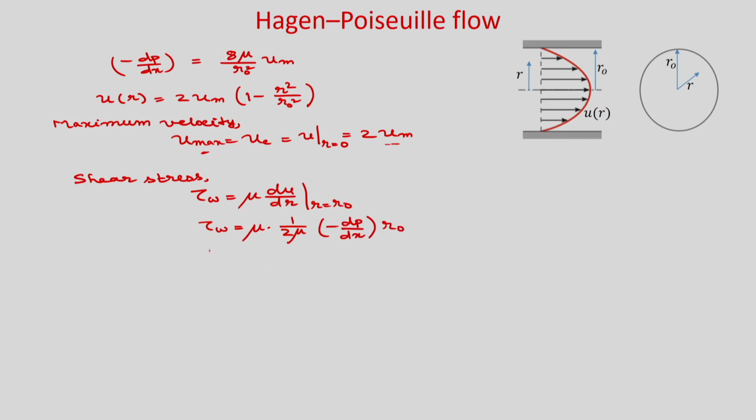Okay. So, it will be just r naught by 2 minus dp by dx, and what is minus dp by dx is 8 mu u m by r naught square. So, you will see that if you put it, you will get 8 mu u m by twice r naught. Okay. So, now if you want to calculate the skin friction coefficient, so skin friction coefficient.